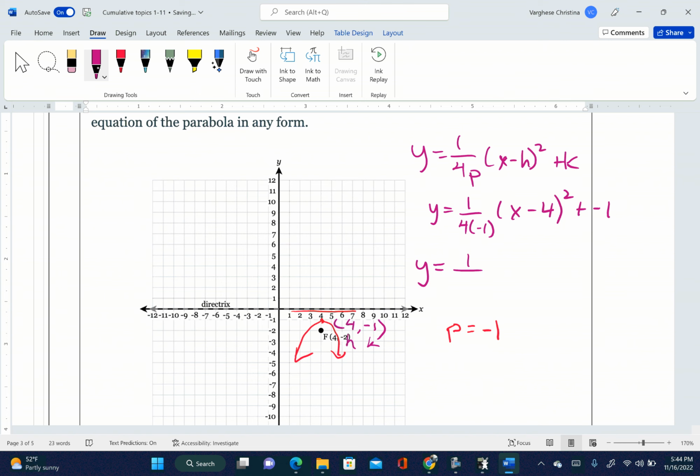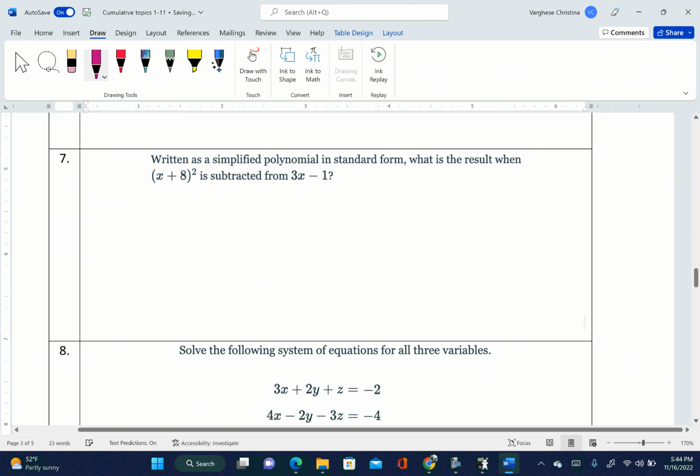So 1, 4 with a negative sign in the front, parentheses x minus 4 squared. Positive times a negative is a negative, so that's -1. Final answer. Okay, we're rocking and rolling.